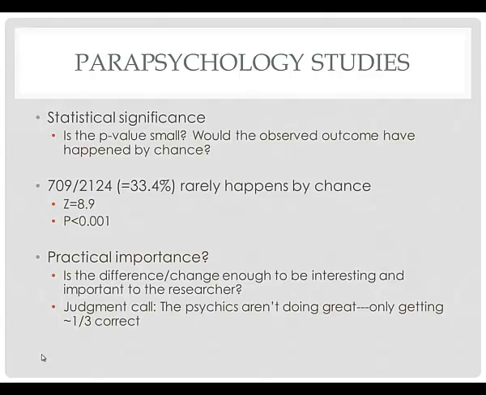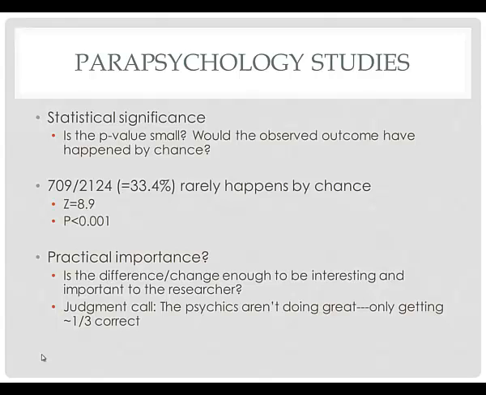Well, in this case, in the 2124 Ganzfeld sessions, getting a 33.4% success rate would rarely happen by chance if the null hypothesis is true. That is, if the psychics were just randomly guessing between the four images. The standardized z-statistic is 8.9. The p-value is extremely small. This is statistically significant. The observed result, 33.4%, would rarely happen by chance, that is, if the null hypothesis was true.